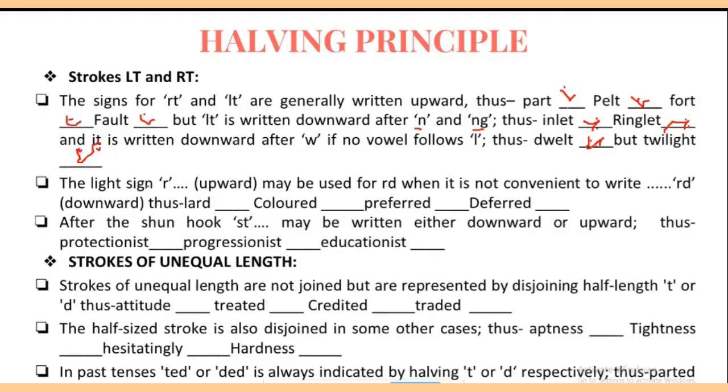The sign R upward may be used for RD. Otherwise, we can say R is a light stroke. It will be hard for D. But it may be used for RD when it is not convenient to write RD, like if it is not possible to write RD.